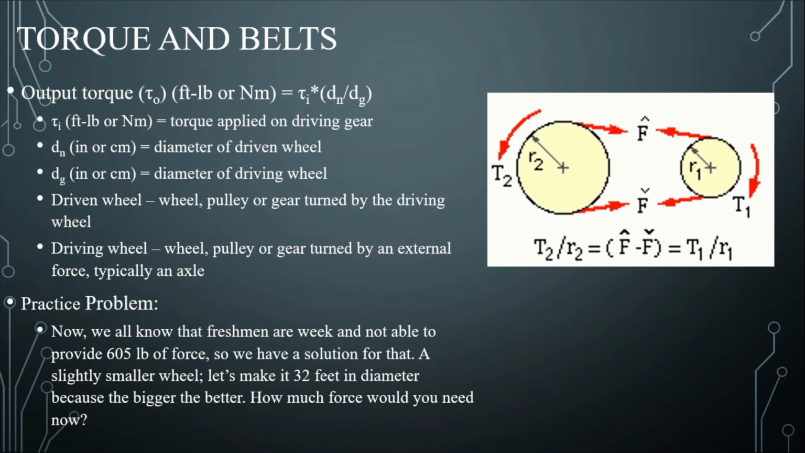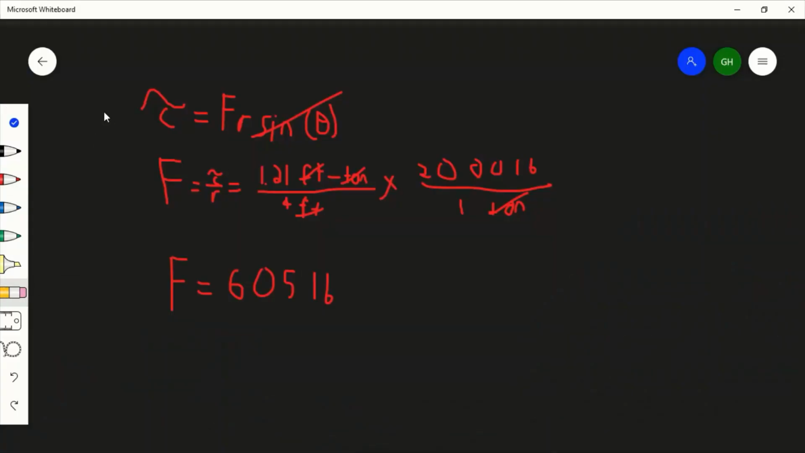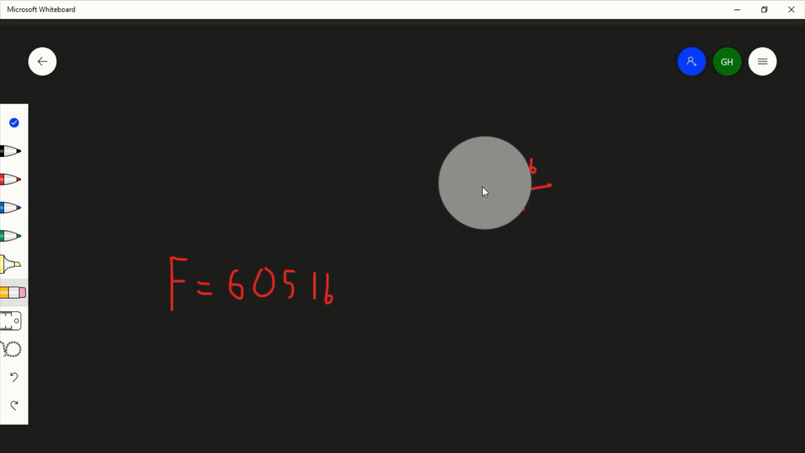Okay, so now we have this as our force, right? 605 pounds. Now, all that we really need to do in this case is find the ratio and then divide it by that ratio, because this will be the force that is outputted, I guess you could say.